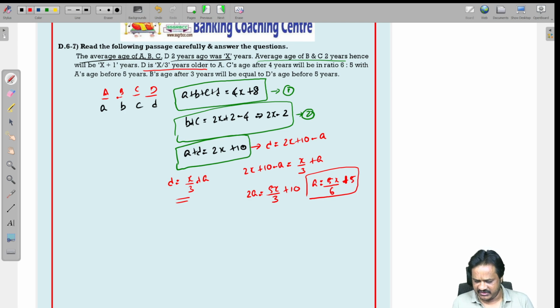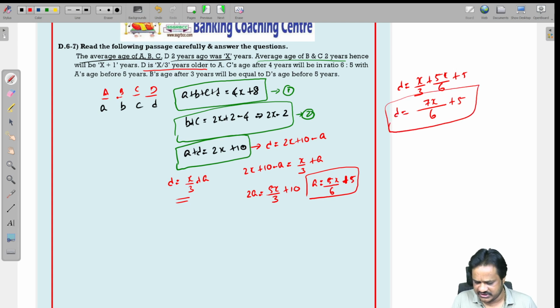If you got A value 5x by 6 plus 5, what is D value? D value is equal to x by 3 plus 5x by 6 plus 5. Therefore, LCM will be 6. Therefore, how much we are going to get? 7x by 6 plus 5. This is which value? D value. So, remember D value 7x by 6 plus 5, A value 5x by 6 plus 5. Okay, we got A and D.